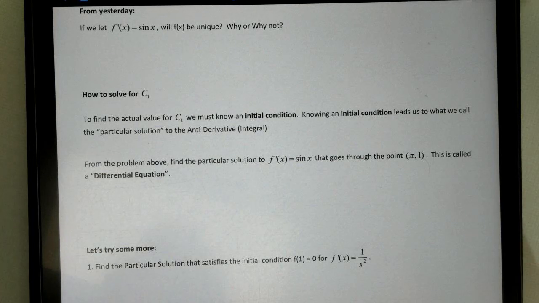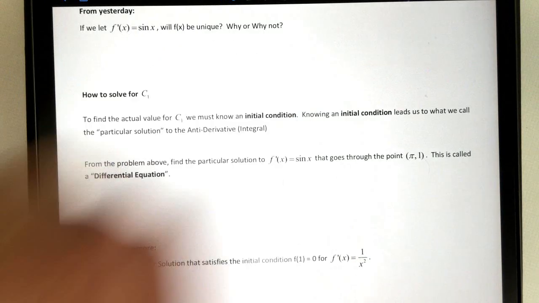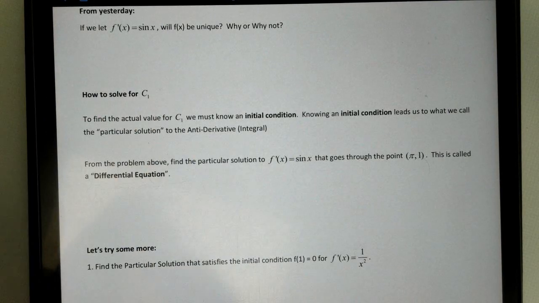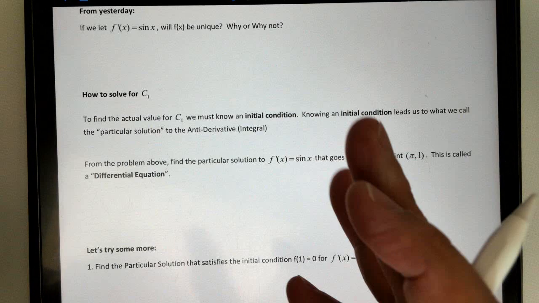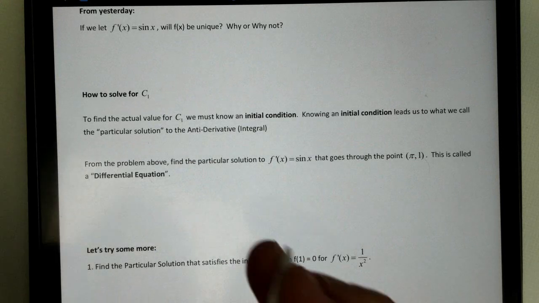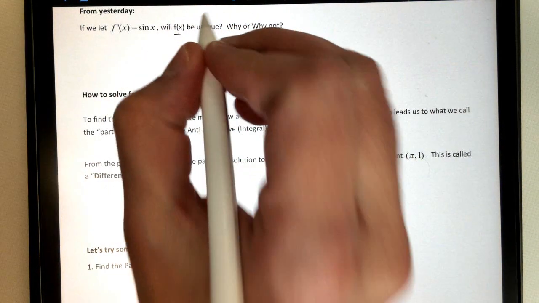Hey, for the past couple of days, we've been talking about these antiderivatives and whether they are unique. From yesterday, we said if we know the derivative of a function, let's say it is sine of x, we want to say, well, will this function be unique? And of course, why or why not? So we want to find the original function itself.